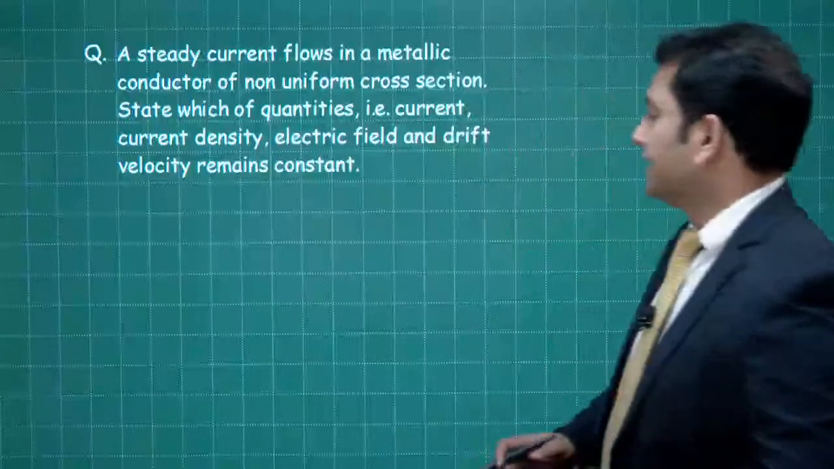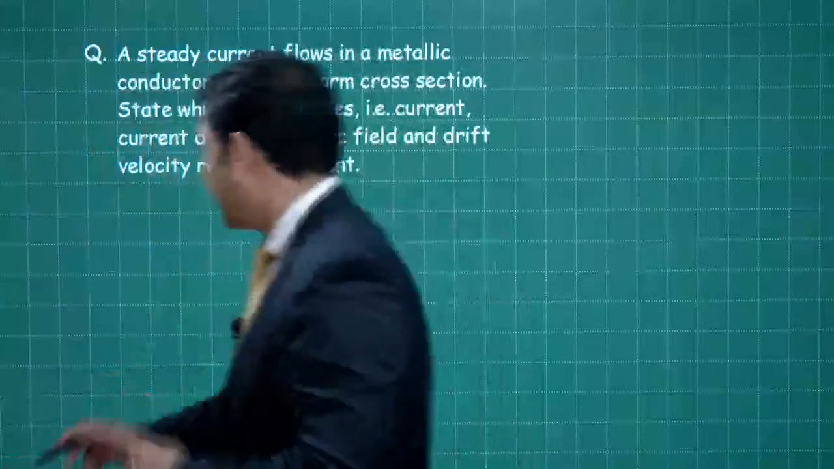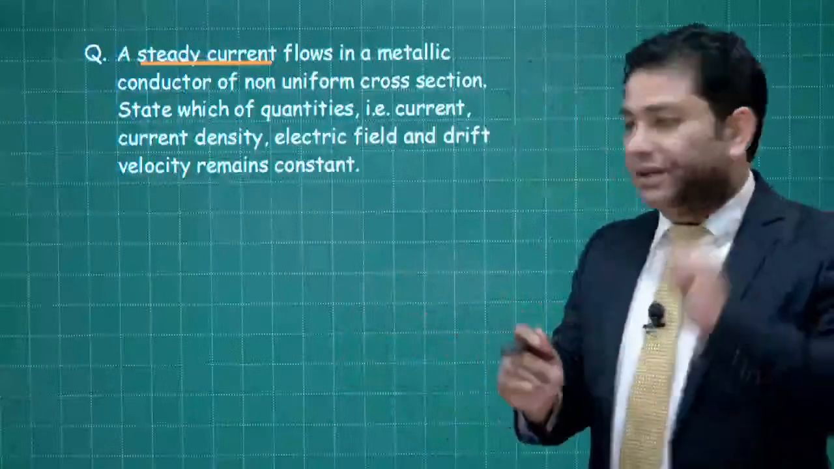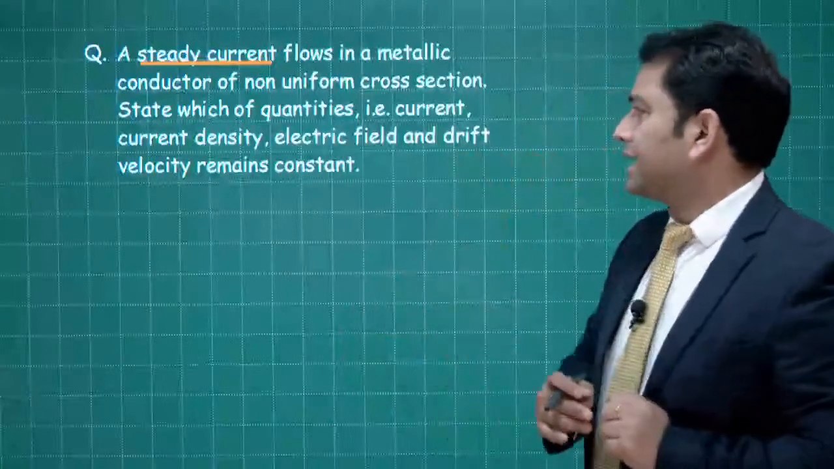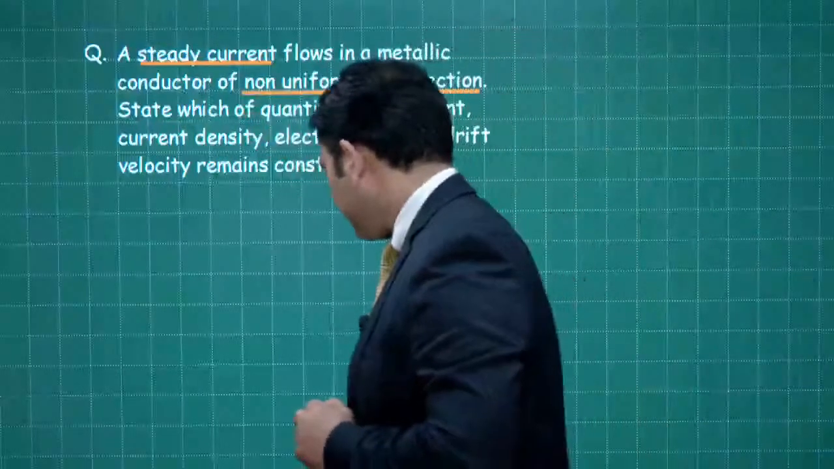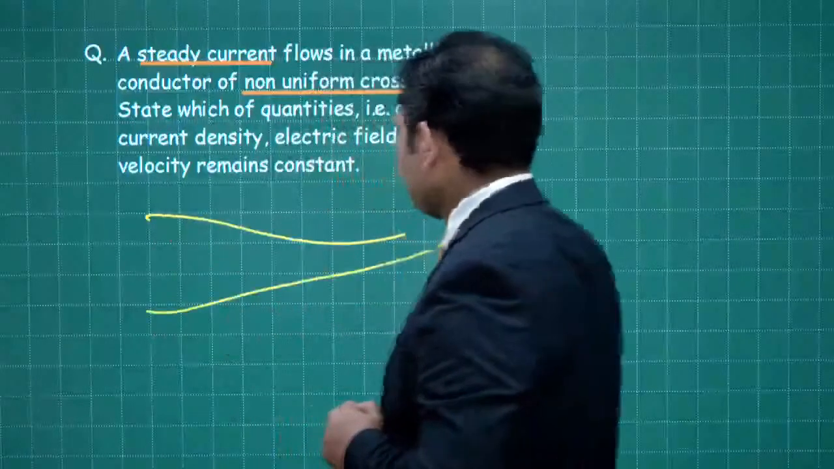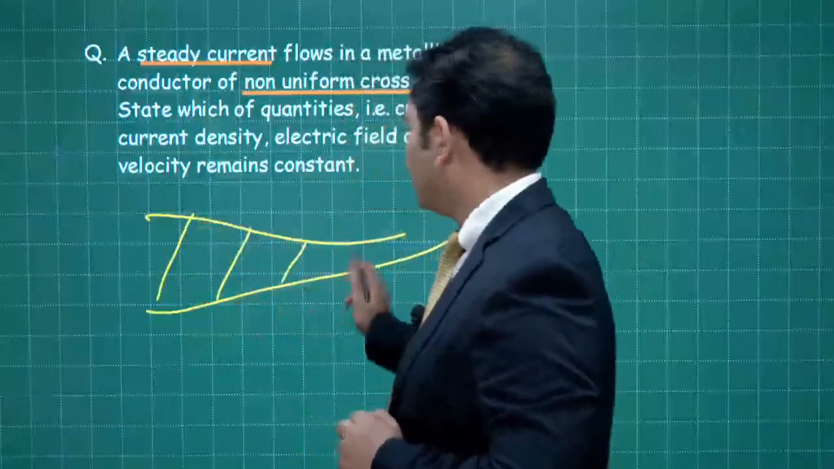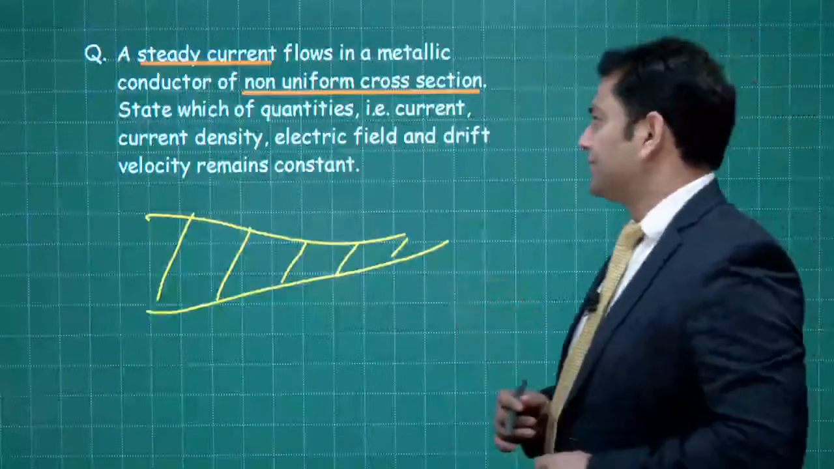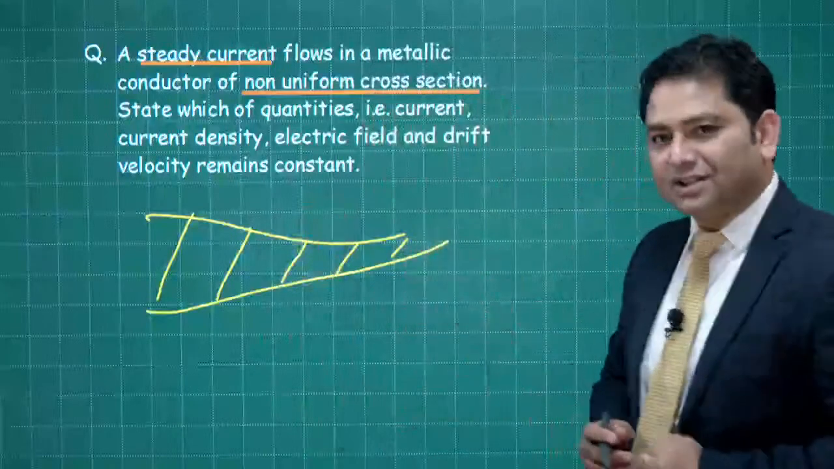All right, now let's see. A steady current. Now look at the word. One word matters a lot. Steady current. All right, that means steady state has been obtained. Flows in a metallic conductor of non-uniform cross section. So something like this. Now if I have to make it random, I can make it however I like. So let me make it something like this. So this is a way how you make a random conductor. All right, now look carefully. State which of the quantities, that is current, current density, electric field, drift velocity, remains constant.